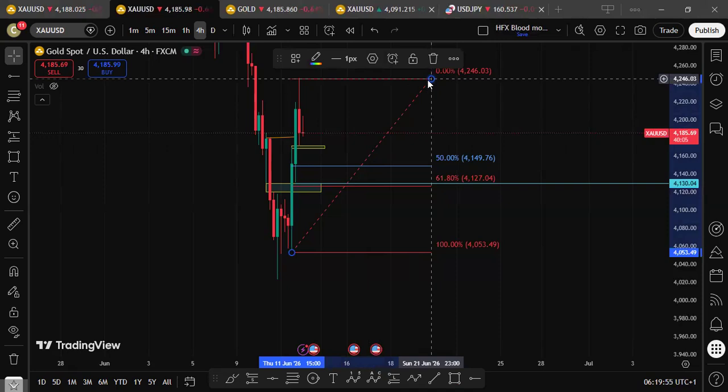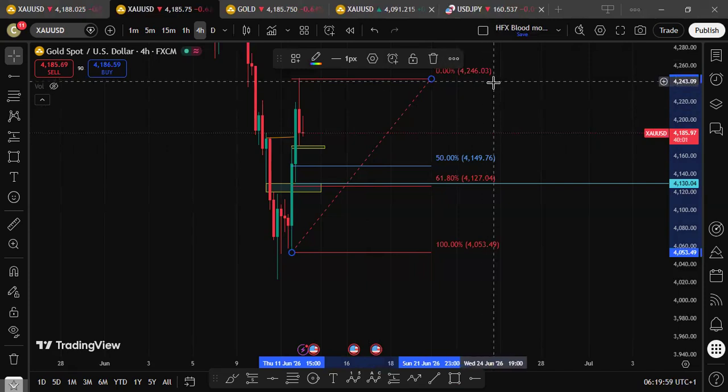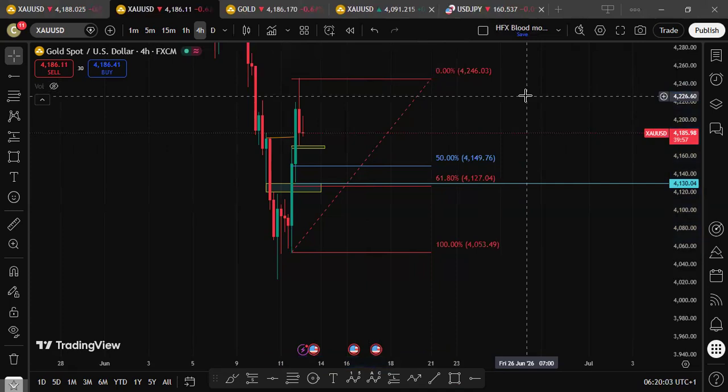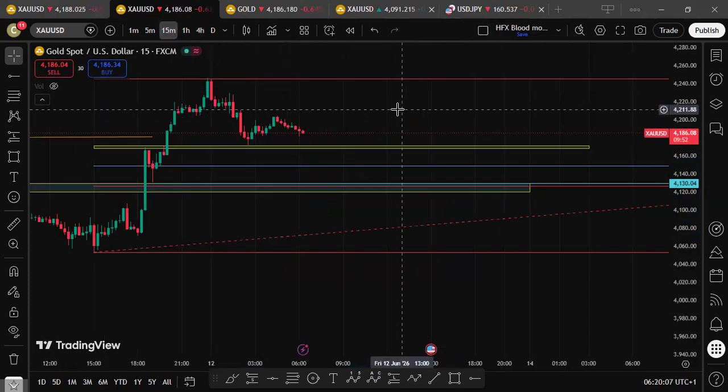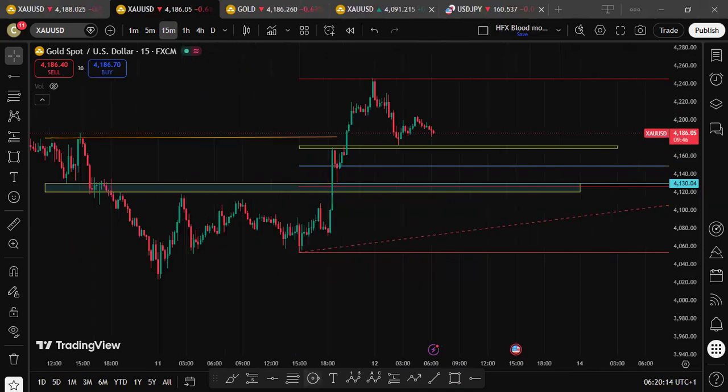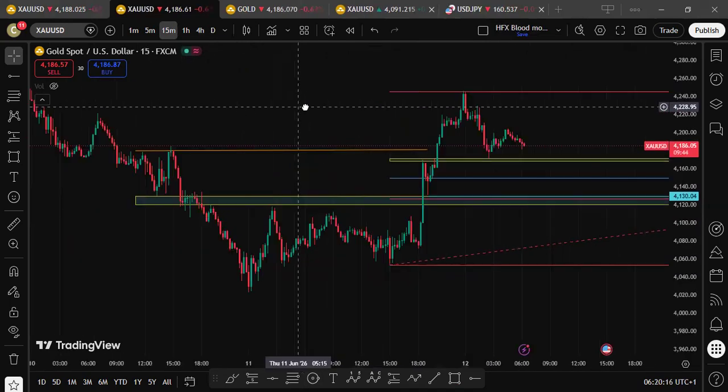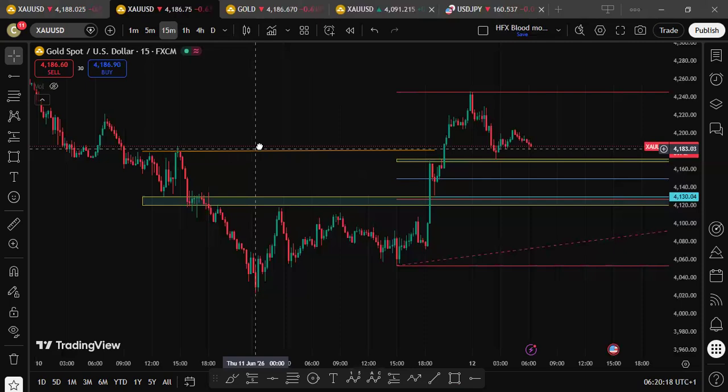What to expect and how to be. In fact, I'll tell you, I think I'll leave this the way it is, then go down to 15 minutes. So this is what we have on 15 minutes, right? Look at the point I told you the market switched.